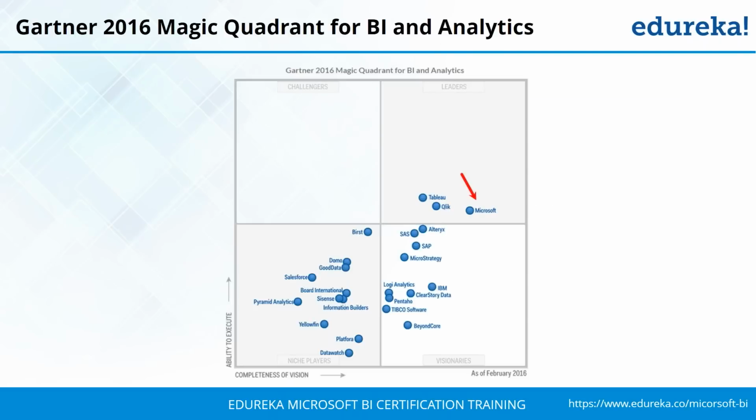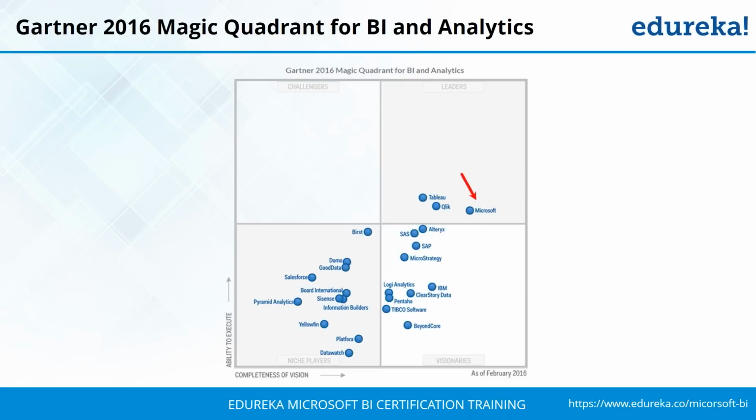So this is a Gartner 2016 Magic Quadrant. If you look at this one, on the x-axis we have the completeness of vision, and on the y-axis we have the ability to execute. So if you look into this chart, this is Gartner. They are one of the leaders in market research analysis.